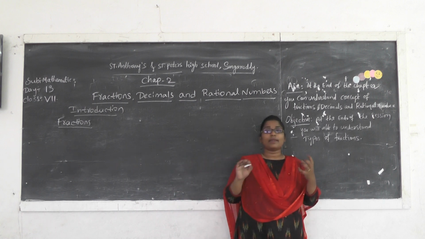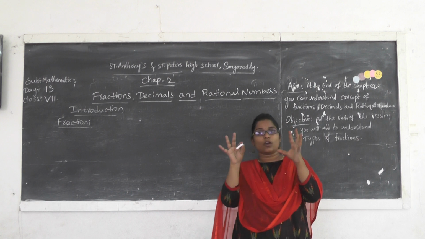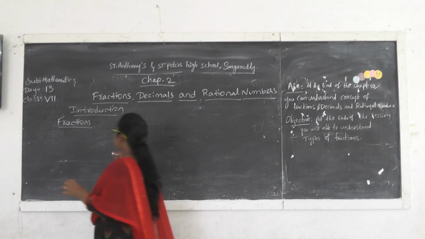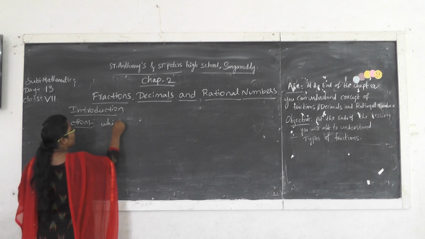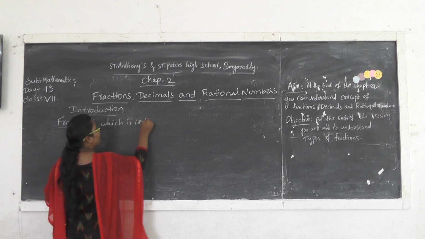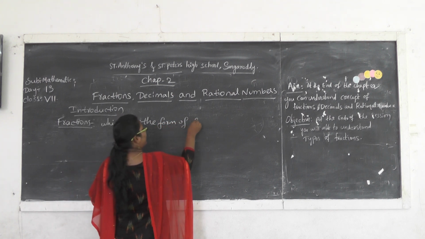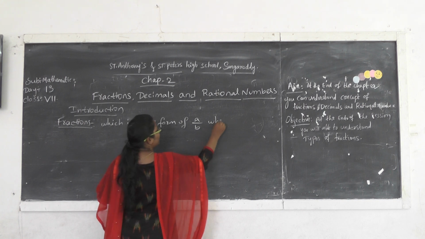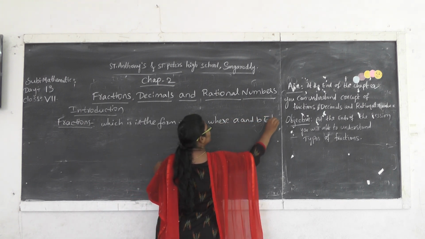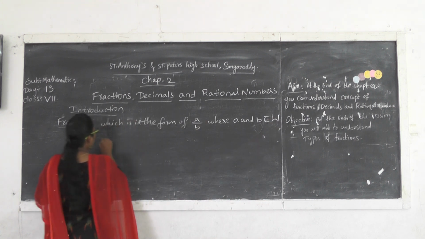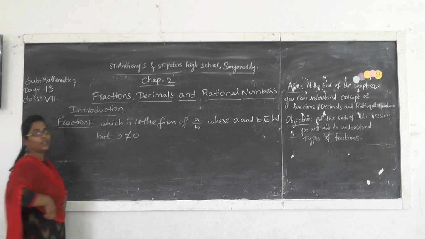A fraction is nothing but a part of whole. A fraction is nothing but which is in the form of a by b, where a and b belong to whole numbers but b is not equal to 0.